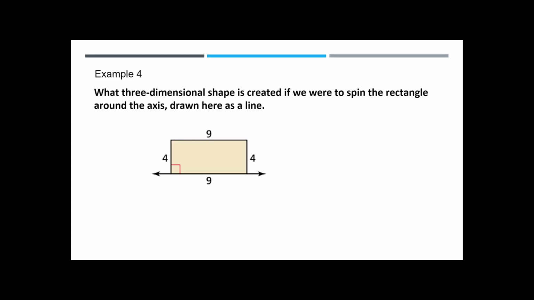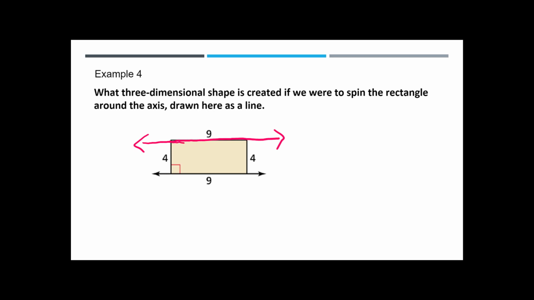The next question is saying that we're going to take a 2-dimensional shape and we're going to spin it on an axis. And the question is what is the 3-dimensional shape that is created once we spin? So the first one is a rectangle. Now imagine that we created an axis. It doesn't really matter where. We can do a horizontal one and a vertical one. And then we spun this rectangle.